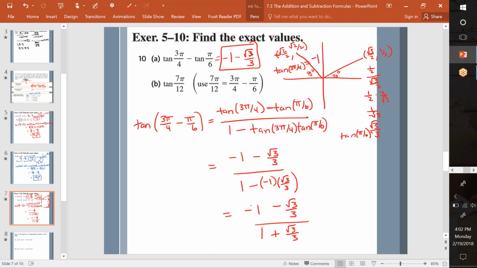And then we usually clear out our denominator. So I'm going to multiply everything on top both by 3, so we don't want those little denominators. So this is going to be negative 3 minus the square root of 3 over 3 plus the square root of 3. And you could actually factor out a negative 1 on top. And this actually reduces because you get a matching binomial. So the answer to this one is actually just negative 1.